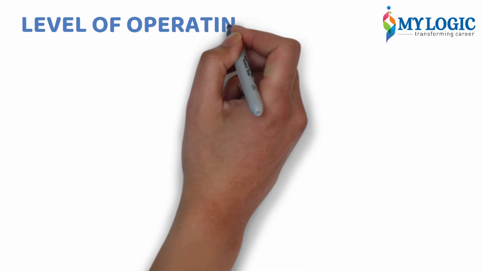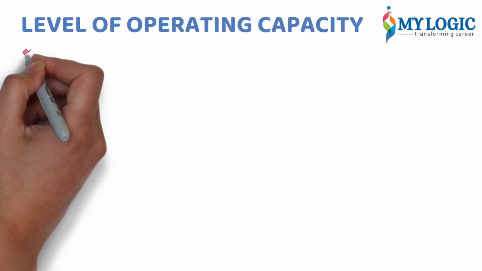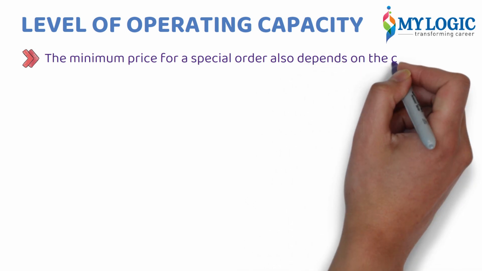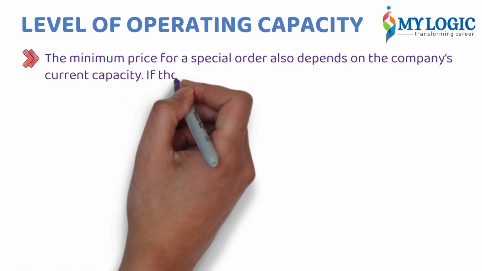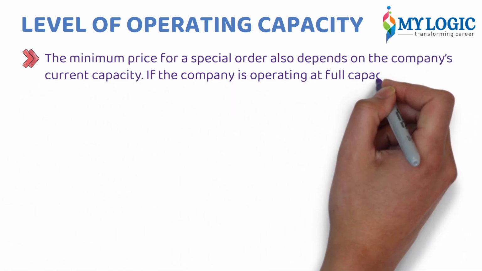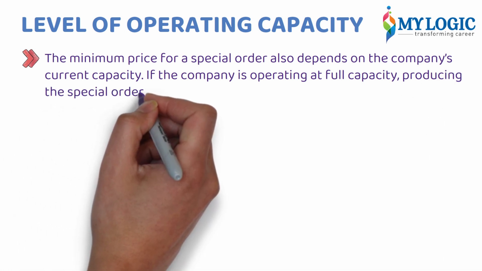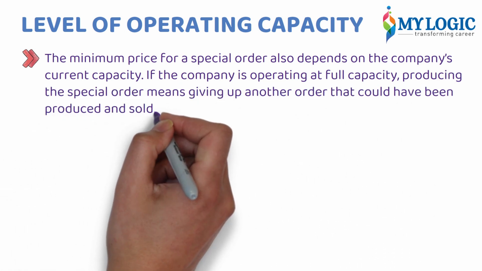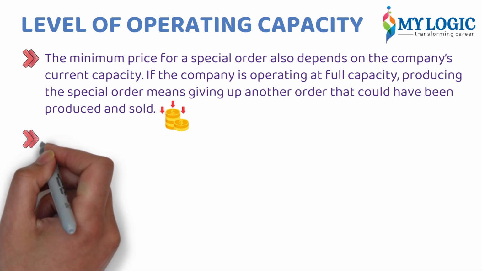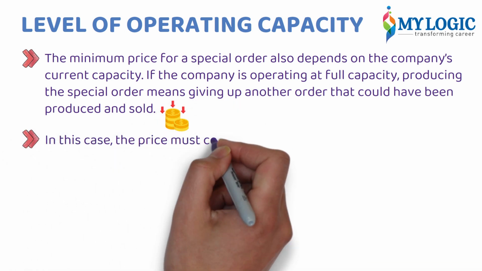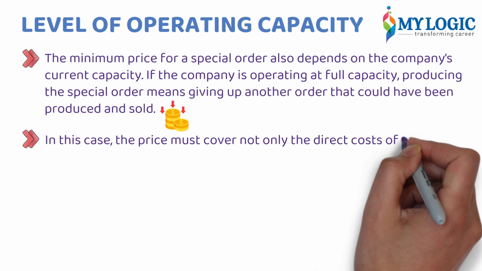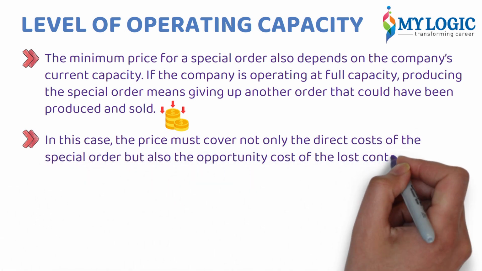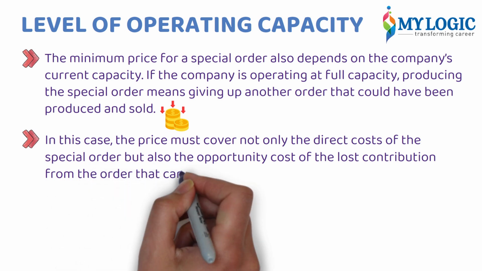Level of operating capacity. The minimum price for a special order also depends on the company's current capacity. If the company is operating at full capacity, producing the special order means giving up another order that could have been produced and sold. In this case, the price must cover not only the direct costs of the special order, but also the opportunity cost of the lost contribution from the order that cannot be produced.